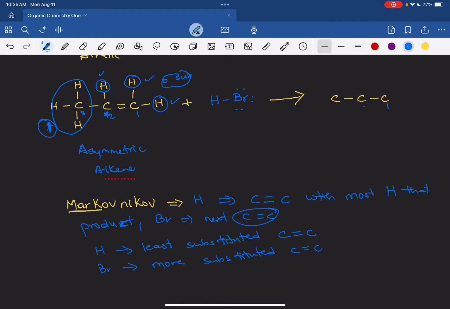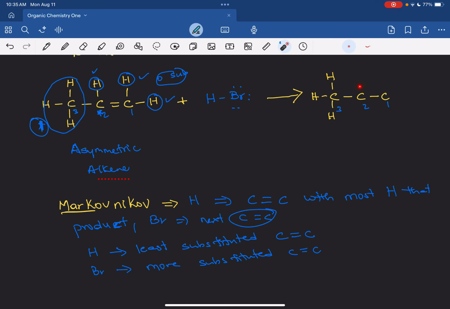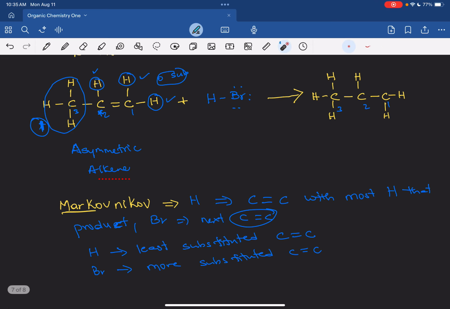Let's number the carbons. Carbon three is not getting any action. It's not a part of the carbon-carbon double bond. Put the hydrogens back. On carbon two, this hydrogen is still present. I didn't lose it, so put it back. And on carbon number one, we have two hydrogens. We didn't lose these. Please put them back.